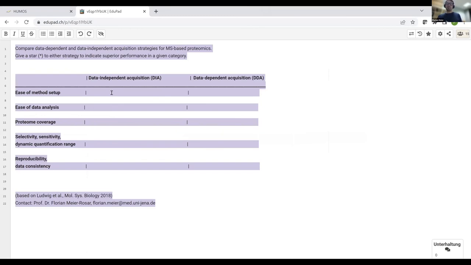If everything works, you should now see the same screen as I do. And so the two main things we discussed today were these two acquisition strategies, DIA and DDA. And just think about what we discussed during the last hour or so, and indicate with stars whether you think one of these strategies is superior in any of these categories. So I can give you 1 or 2 minutes to do this. Yes, and I see it's starting to build up.